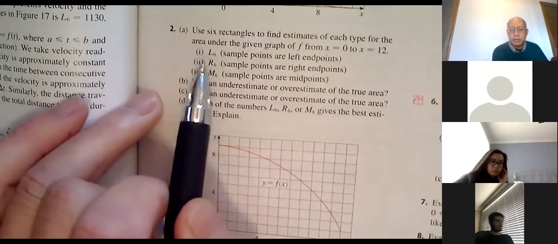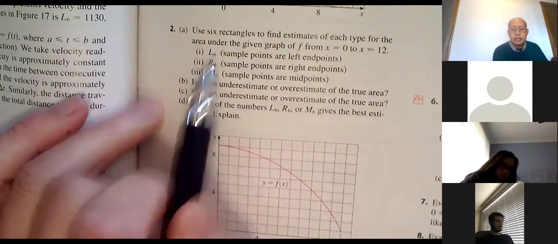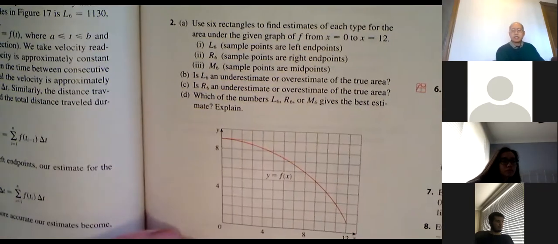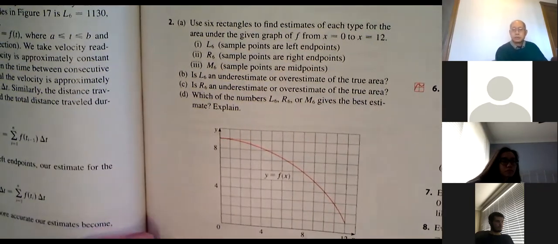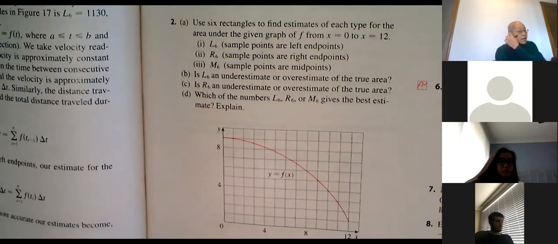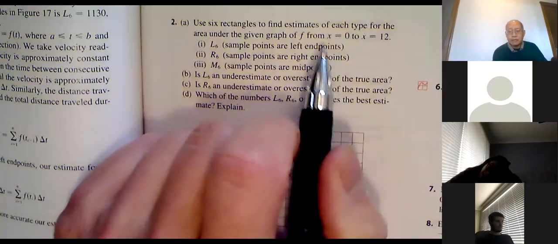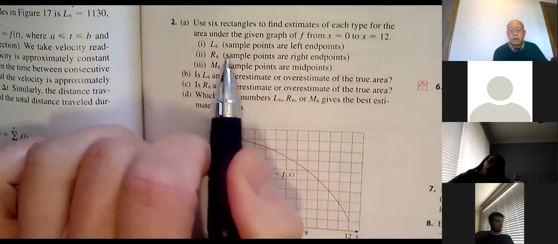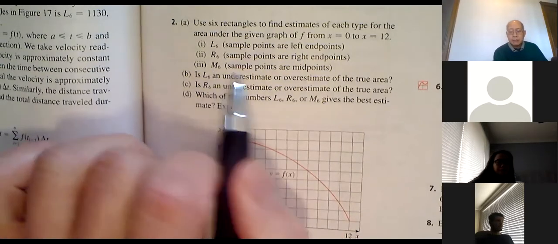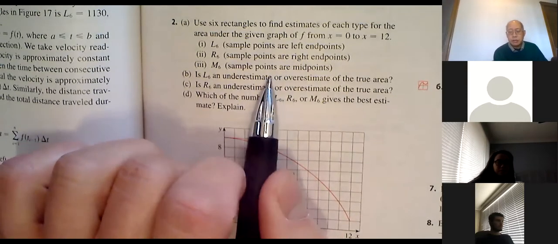All right, so please notice the notation. L6, R6, M6. 6 is the N. I'm chopping this region into 6 pieces, which means delta x is 2. L means I'm using the left endpoints. R means I'm using the right endpoints. M means I'm using the midpoints.